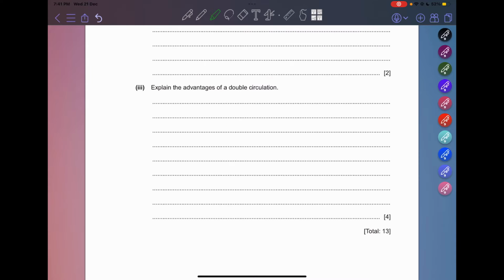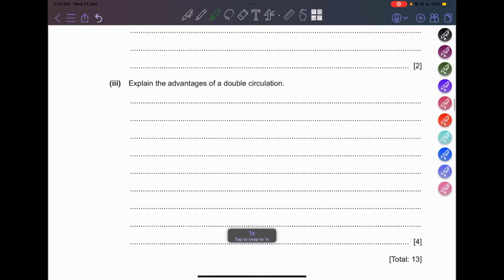Explain the advantages of a double circulation. Over here, the double circulation will actually provide you with higher pressure blood. That means it will have a more efficient blood supply to the rest of the body. We can also say that oxygenated and deoxygenated blood will be kept separate.